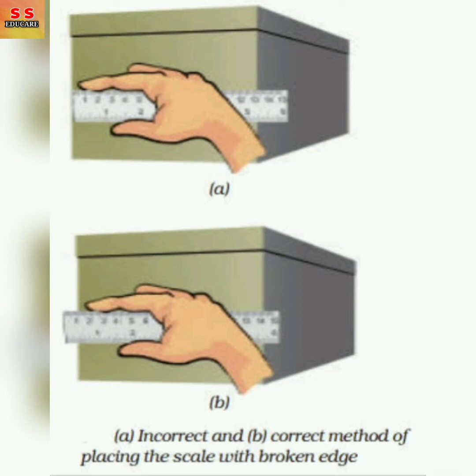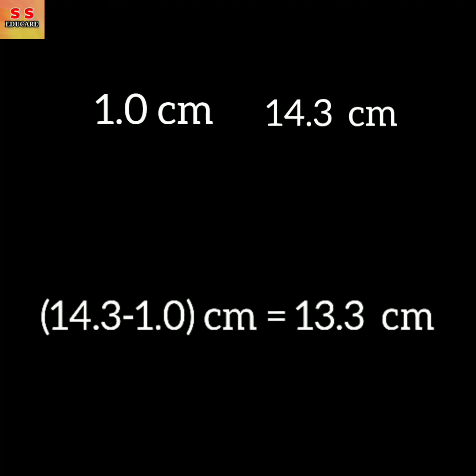For example, the reading at one end is 1.0 cm and at the other end it is 14.3 cm. Therefore, the length of the object is 13.3 cm.